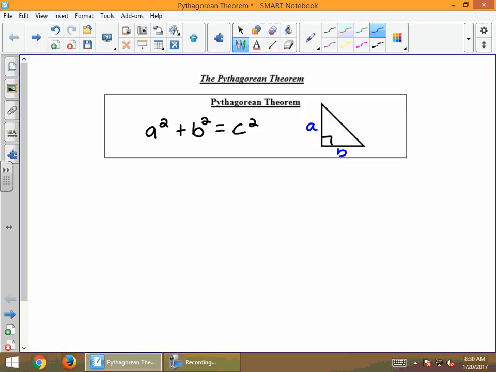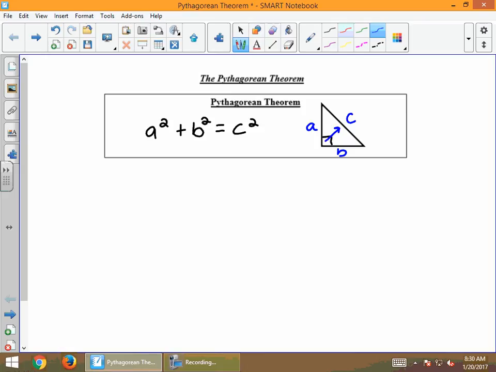I like to think they're the ones that are touching your right angle. Your C always has to be your hypotenuse. And we know it's the hypotenuse because it's the one that's across from your right angle. Generally it's the longer side or the slanted side. So again, your legs are your A and your B. They're the sides that make up your right angle. And the C always has to be your hypotenuse, the longest side, the one across from the 90-degree angle.